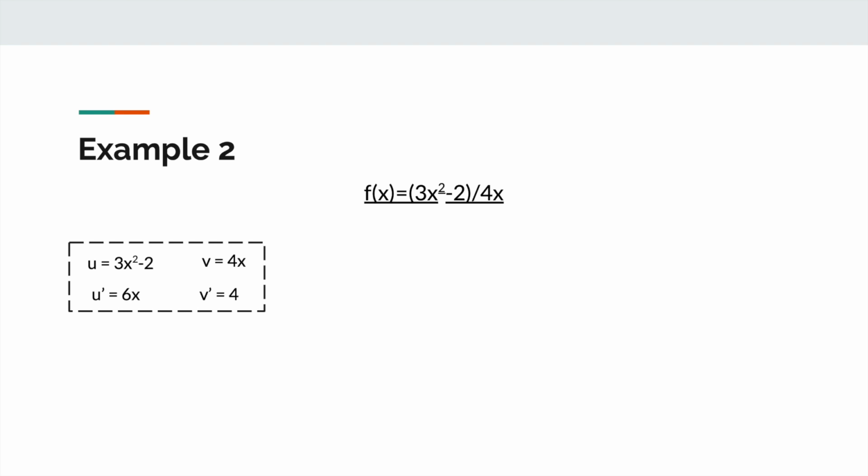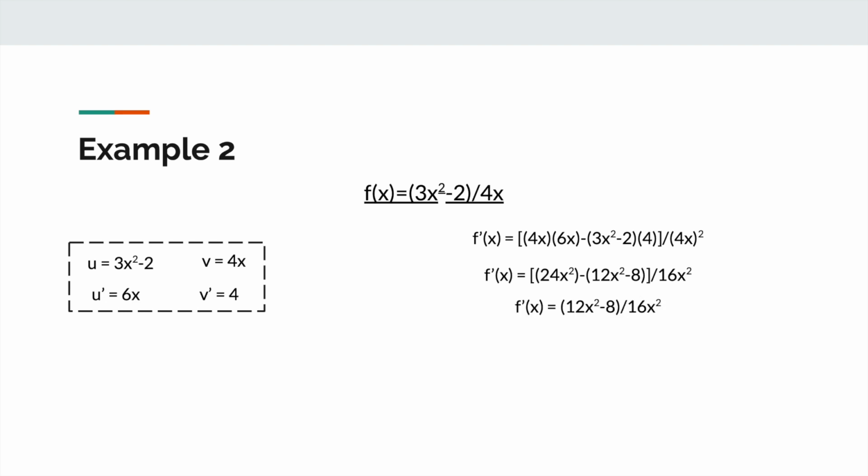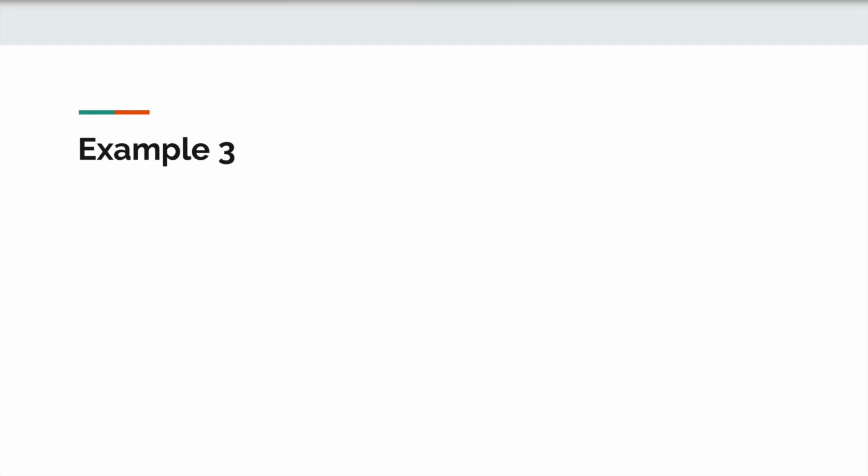When you put this into an equation, we get that f prime of x is equal to 4x times 6x minus 3x squared minus 2 times 4 all over 4x squared. When we multiply this out, we get that f prime of x is equal to 24x squared minus 12x squared minus 8 all over 16x. We can further simplify this down into f prime of x is equal to 12x squared minus 8 all over 16x squared. And since 4 can evenly go into all of these numbers, we can further simplify.